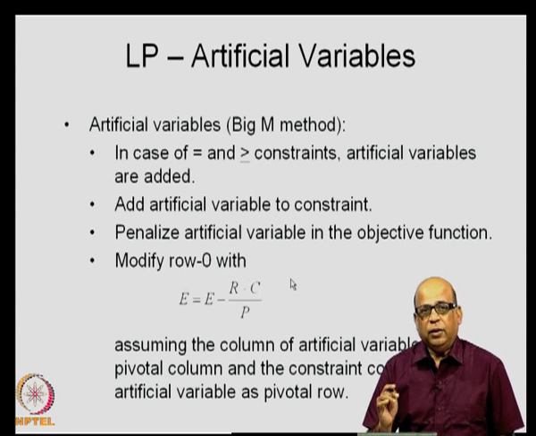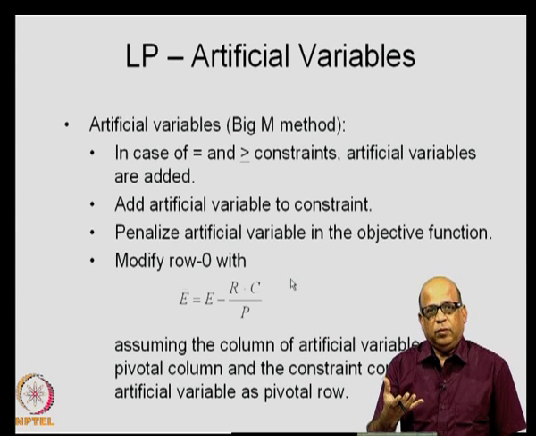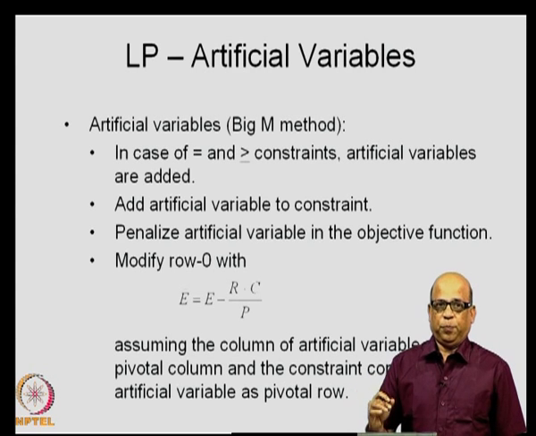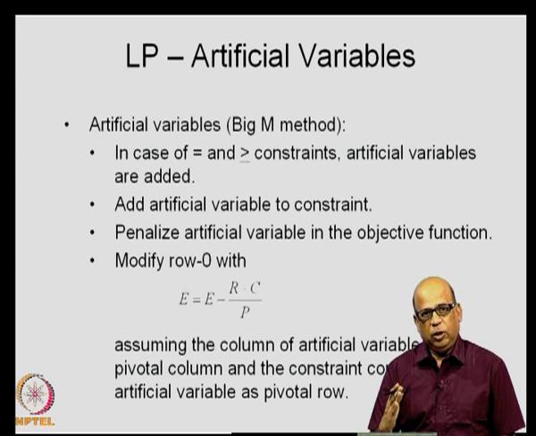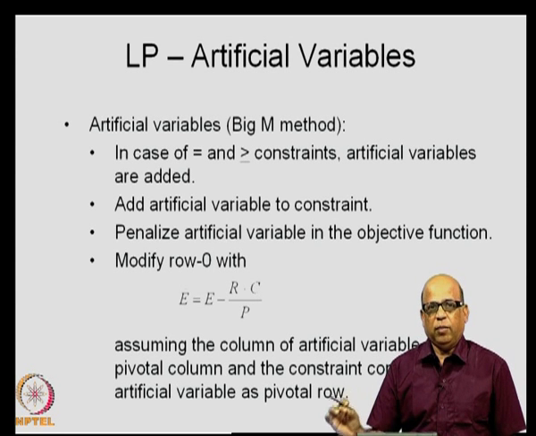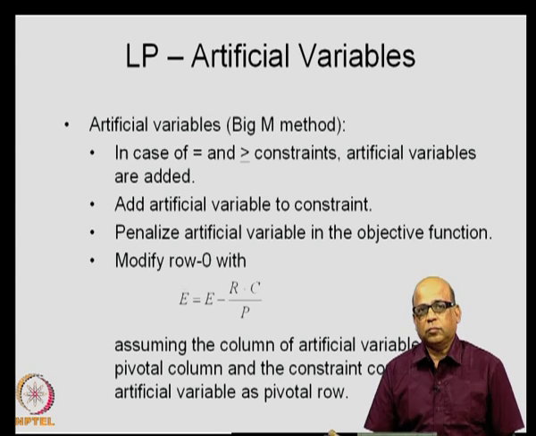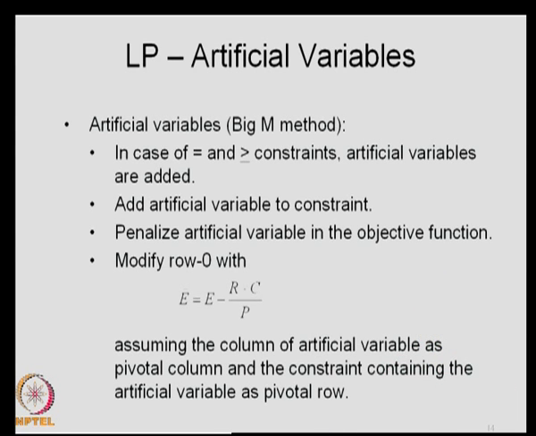That is what we do. And then the 0th row, that means the z row, you have put minus M1 into A1, minus M2 into A2 and so on. Typically, we use the same M coefficient: minus M into A1, minus M into A2 and so on. This 0th row now we transform using the artificial variable. Remember, you have associated an artificial variable to a constraint.